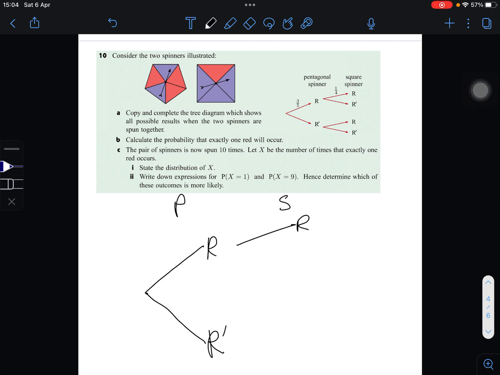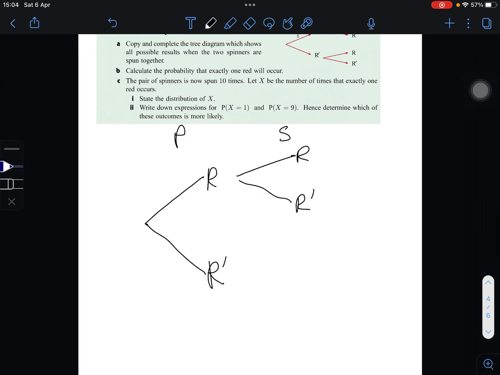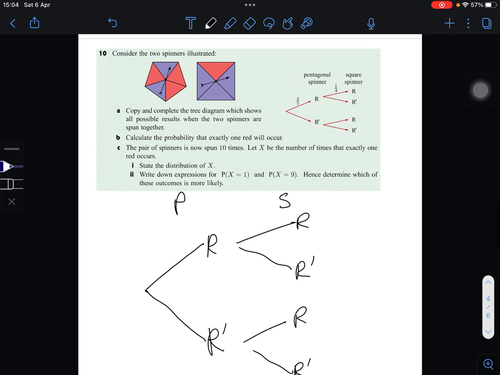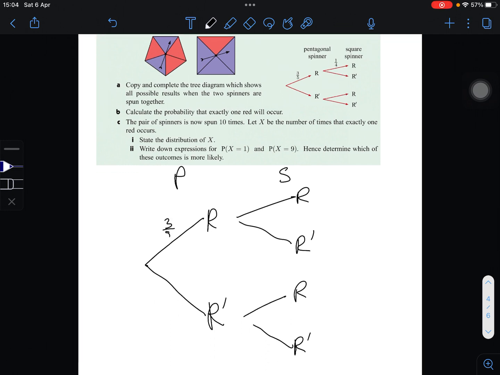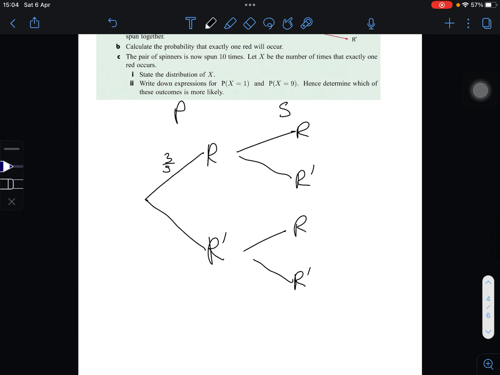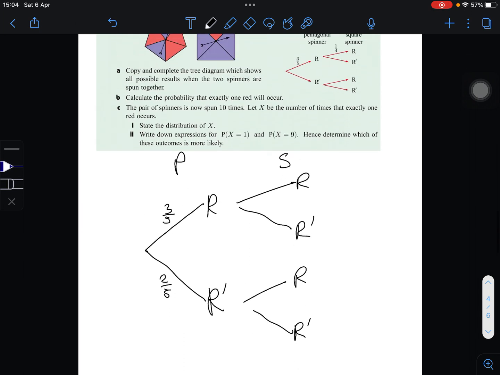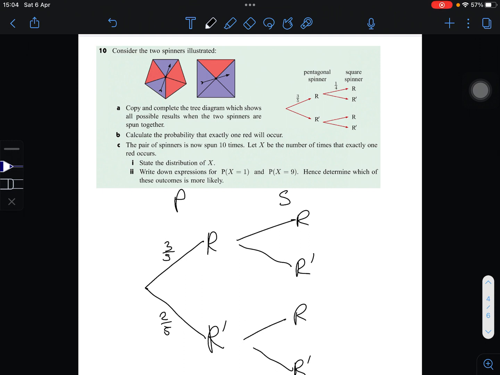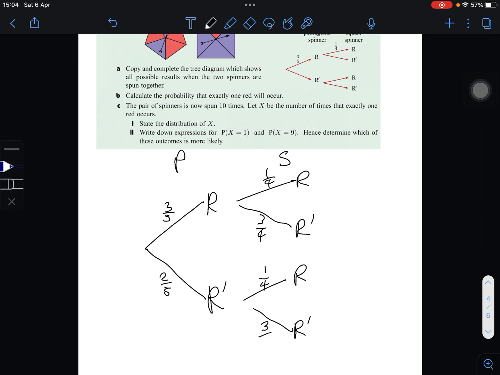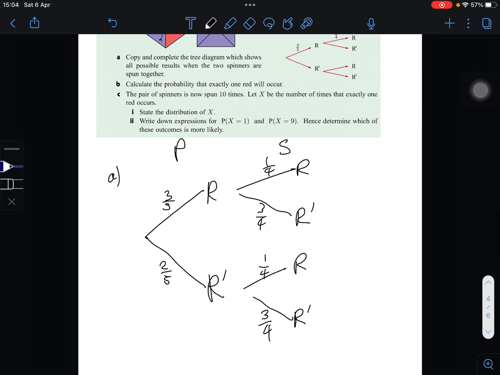And then this one here is the same, red. Not red. Red. Not red. So, the chance that my pentagon spinner is red, I'm looking for this panel, and this panel out of 5. So that's 3 out of 5. So probabilities have to add up to 1, and so therefore the other one's 2 out of 5. We could have counted that there's 2 purple spinner bits. Same thing here, 1 over 4, 3 over 4, 1 over 4, 3 over 4. Great, that's part A.